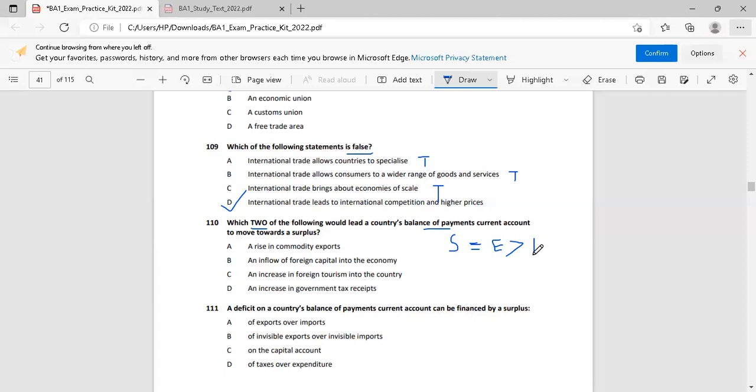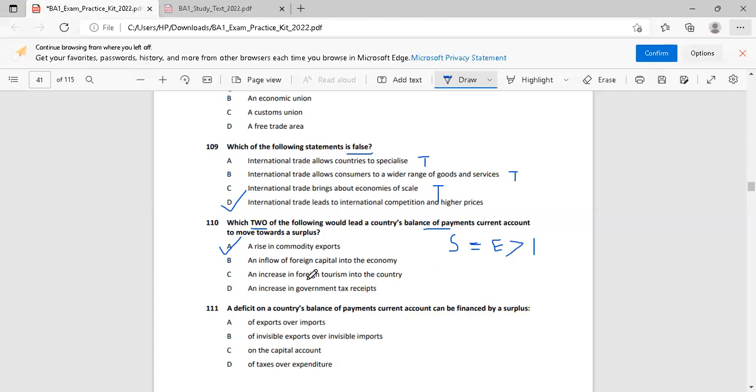A rise in commodity exports, so this is one thing. An inflow of foreign capital into the economy is only about foreign investment, foreign direct investment. Would it result in a surplus? The situation is what is available with the government in terms of the foreign reserves. This is just an investment which is made. It is not resulting in cash flows.